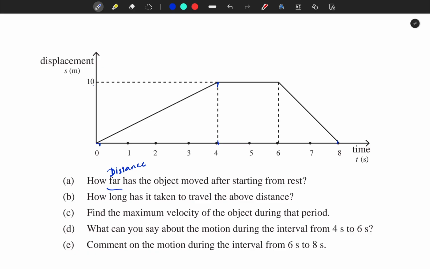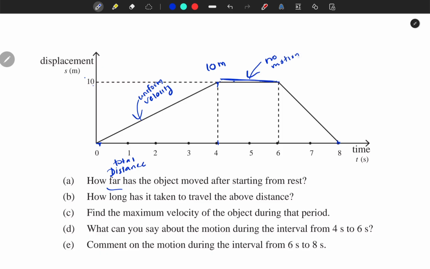So they are asking for the total distance. You can write from 0 to 8, right? Okay. So first he traveled about 10 meters. What happened then? Displacement is constant here. That means what? What is this motion? This is uniform velocity. That is what you should recognize. This is uniform velocity. Here there is no motion, right?